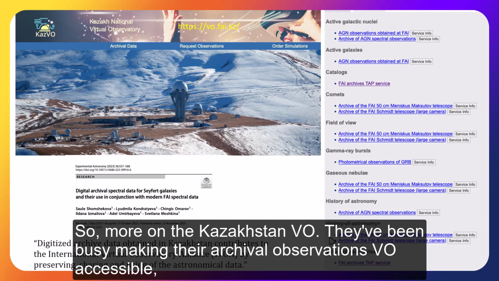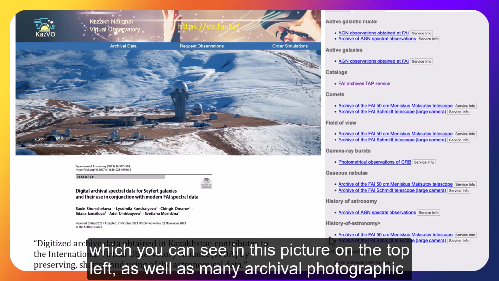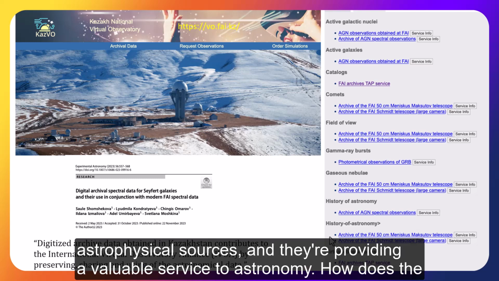They've been busy making their archival observations VO accessible, including data acquired at the robotic telescopes located at the high-altitude Assy-Turgen Plateau, which you can see in this picture on the top left, as well as many archival photographic data sets. Many of these data will be valuable in studying the long-term time history of many astrophysical sources, and they're providing a valuable service to astronomy.